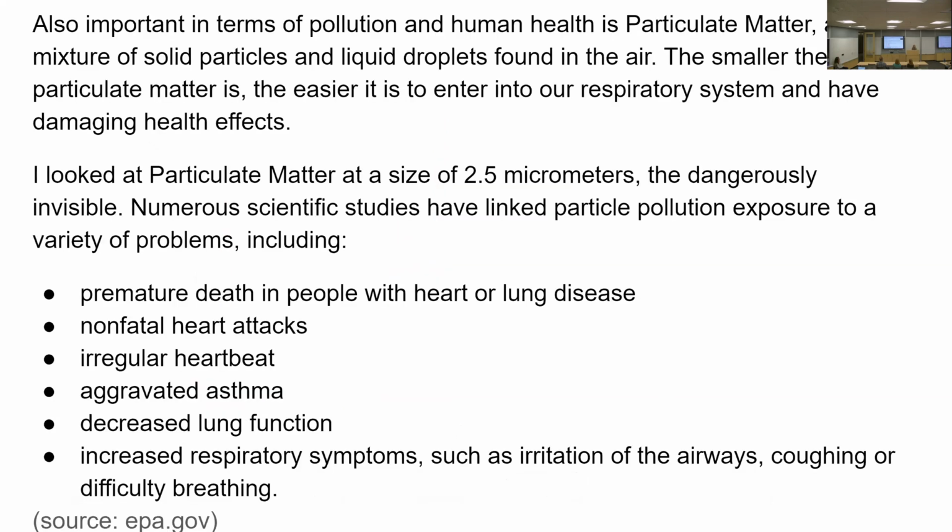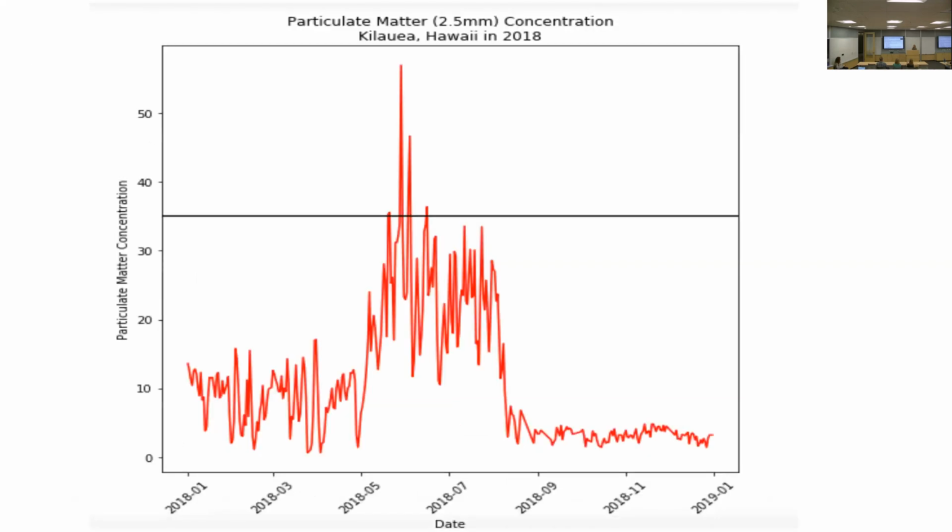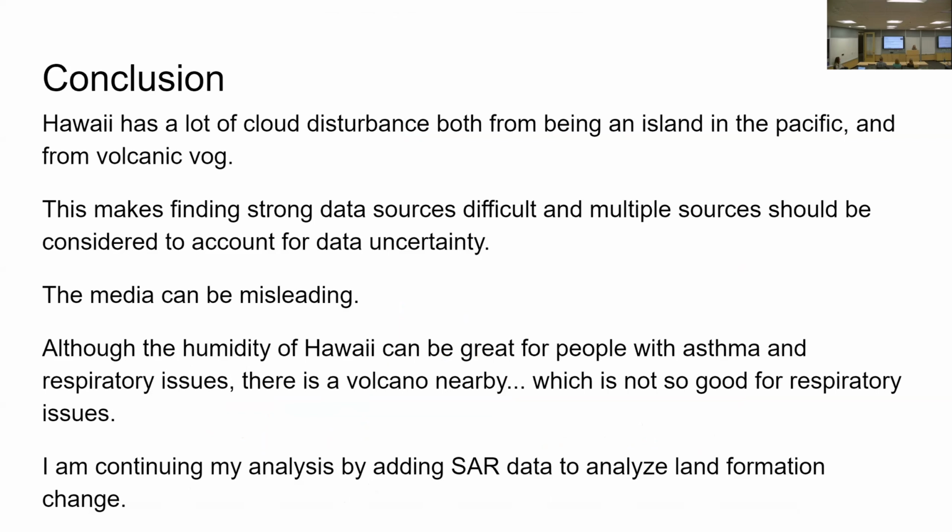The other pollutant, as I mentioned, was particulate matter at a size of 2.5 micrometers, which is the level at which it could get into your respiratory system and cause harmful effects. As I said, premature death, heart attacks, asthma, etc. This is the line at about 35 micrometers at which it's unhealthy for humans to be exposed. And as you can see, during the eruption, just after May, the levels are much higher. Very bad.